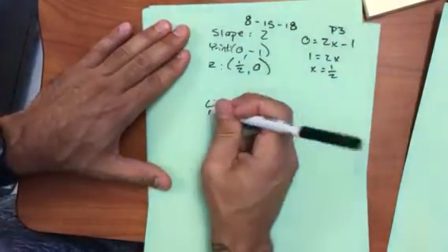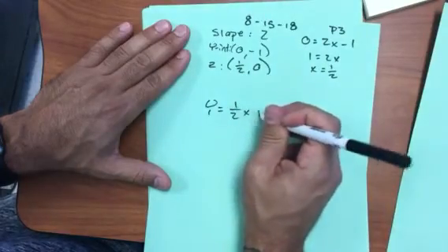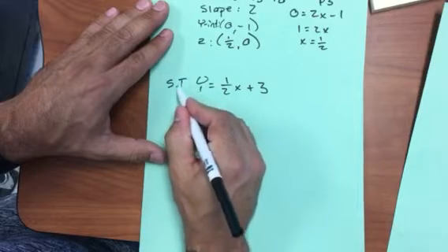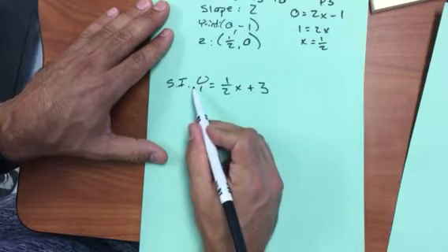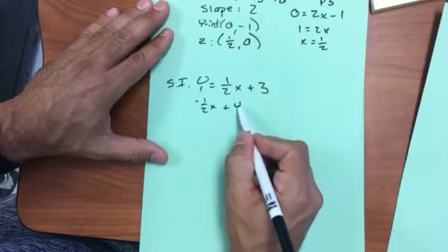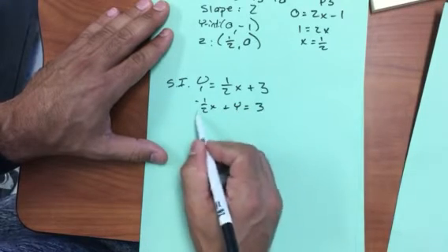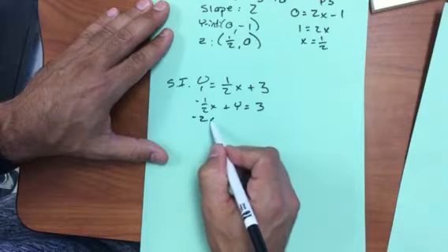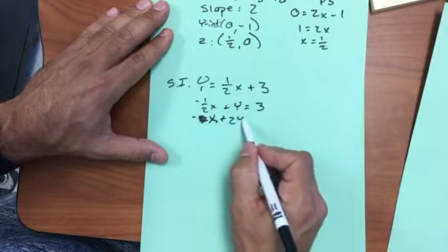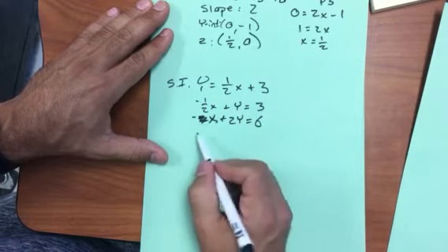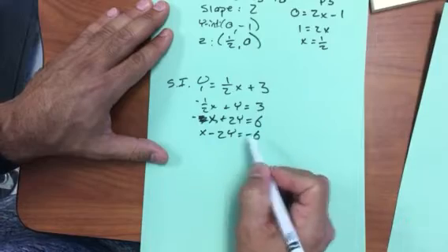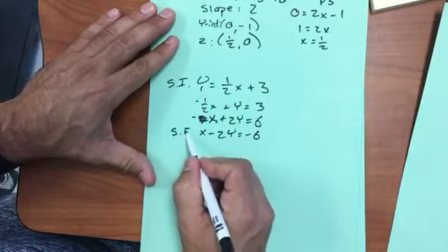So some more examples. If it told me something like this, and same rules, it's already in slope-intercept form, so I don't have to do that. To get standard form, I bring that over. So negative 1/2 x plus y equals 3. This is a fraction, so I'm going to multiply everything by 2. Whoops. That gives me negative x plus 2y equals 6. Multiplied by negative, so it's x minus 2y equals negative 6. So that's my standard form.